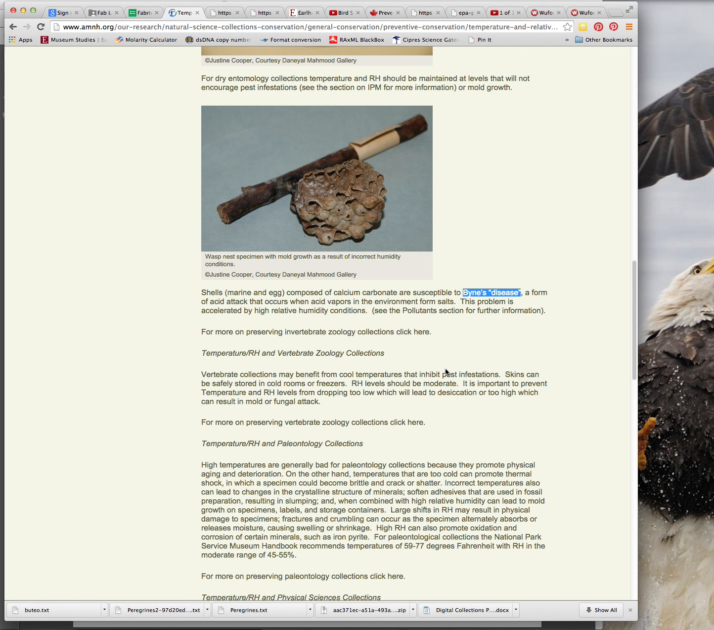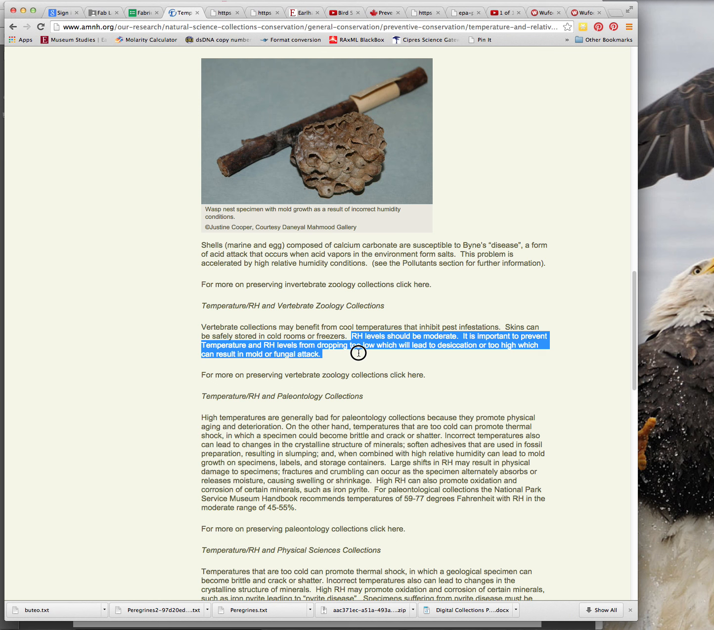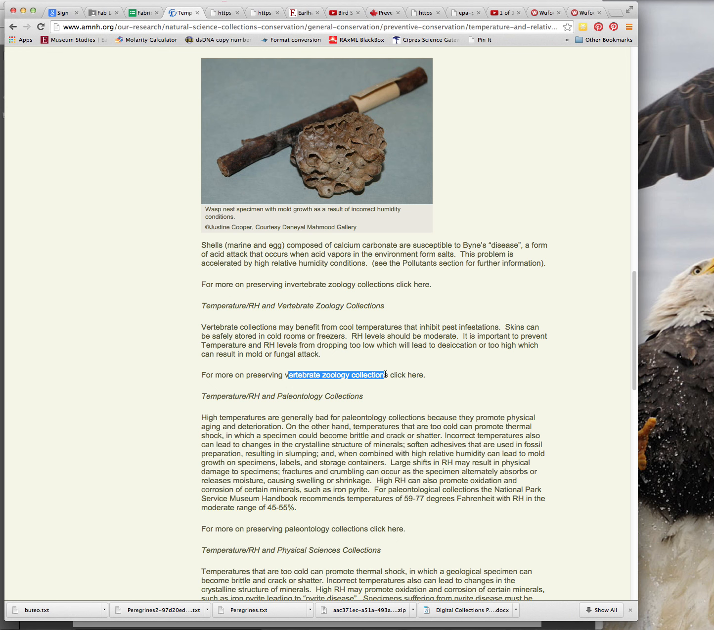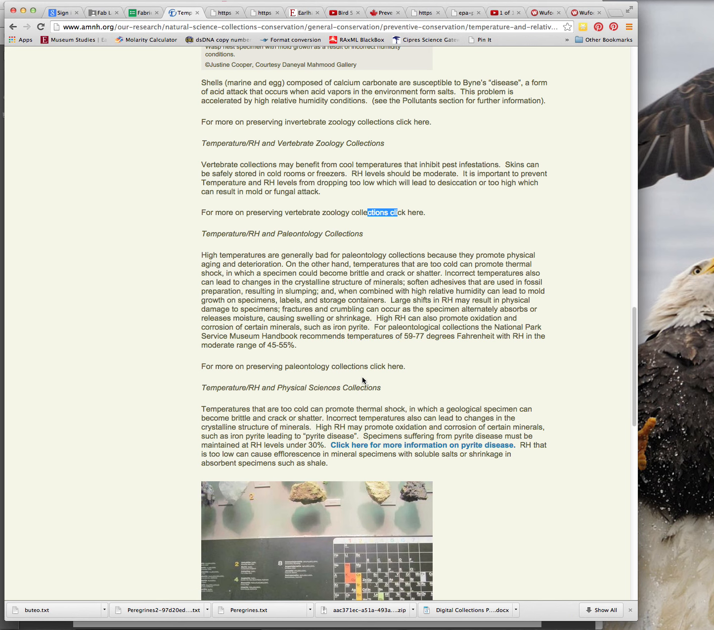Okay, now we're going to move down to vertebrate zoology collections. I just want to point out just general kind of stuff about what the concerns are for different temperature and humidity levels. They have this, for more on preserving collections, click here. These links don't work, so don't worry about that. I'm not going to expect that you know more than what's on here, really.